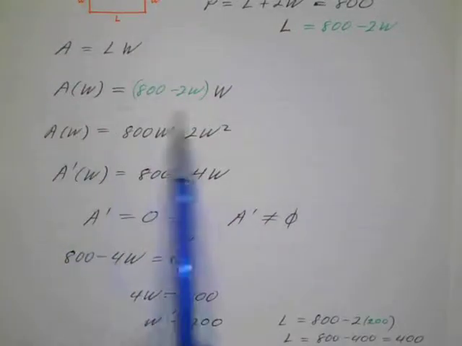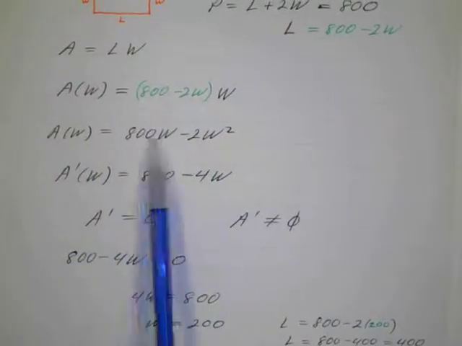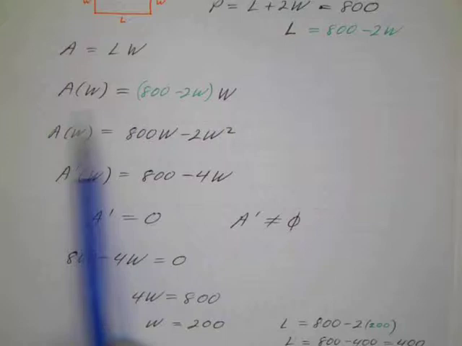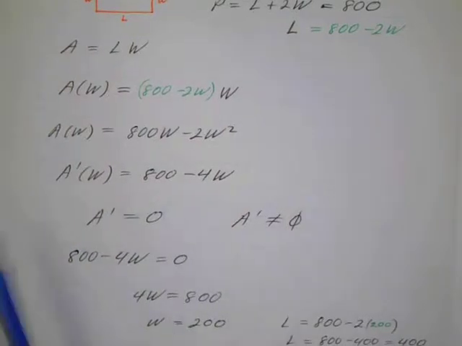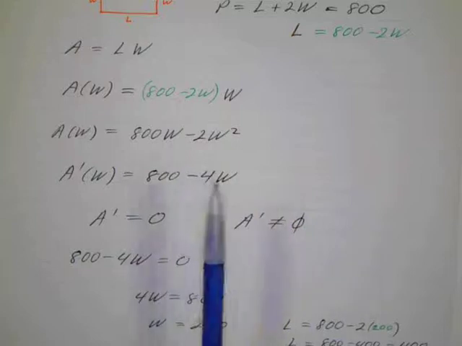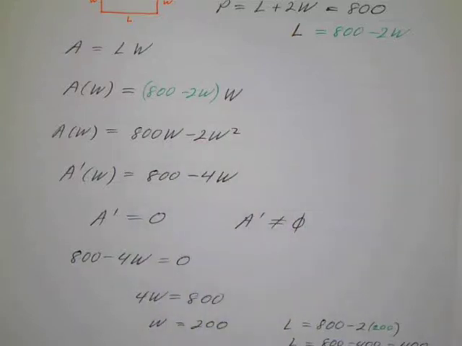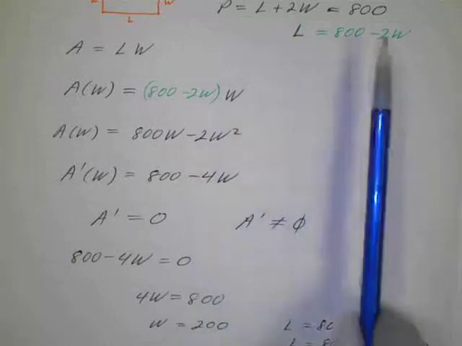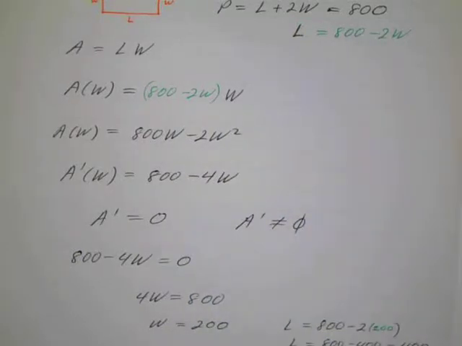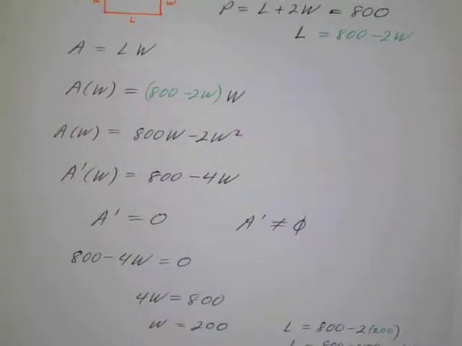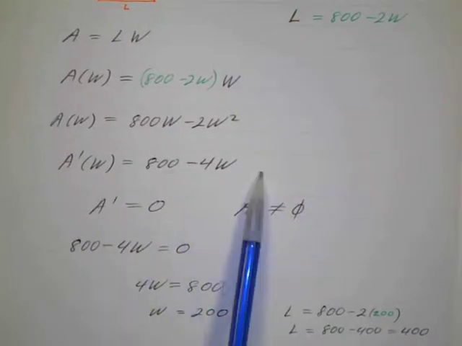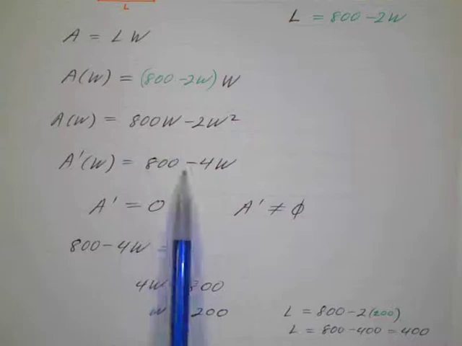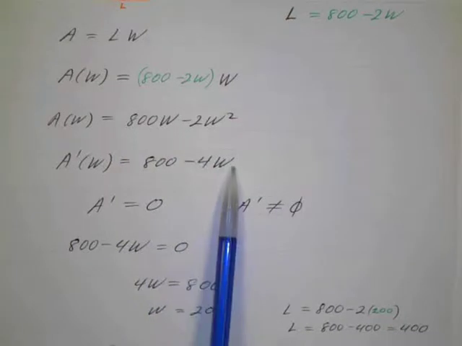Okay, so there's my area as a function of W, and then I can just multiply this out, 800W minus 2W squared, and that's fine. And we want to maximize that, so we're going to take the derivative, find the relative maximum. Now remember, W's got to be greater than 0, it's a dimension. And it's definitely got to be less than 800. You could figure out the domain if you want, but I don't think that's going to be a major issue at this time. Okay, so we take the derivative, and that's going to be 800 minus 4W.